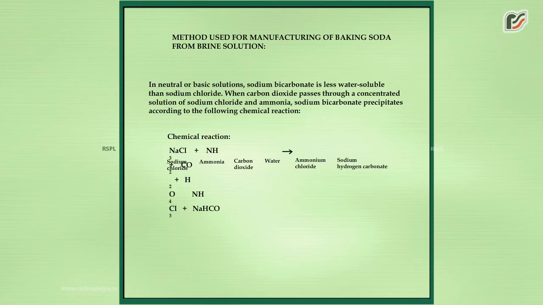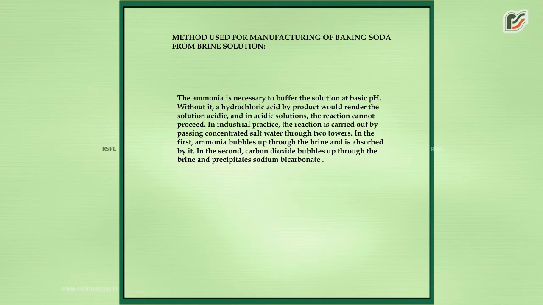In neutral or basic solutions, sodium bicarbonate is less water soluble than sodium chloride. When carbon dioxide passes through a concentrated solution of sodium chloride and ammonia, sodium bicarbonate precipitates according to the following chemical reaction. The ammonia is necessary to buffer the solution at basic pH. Without it, a hydrochloric acid byproduct would render the solution acidic. And in acidic solutions, the reactions cannot proceed.